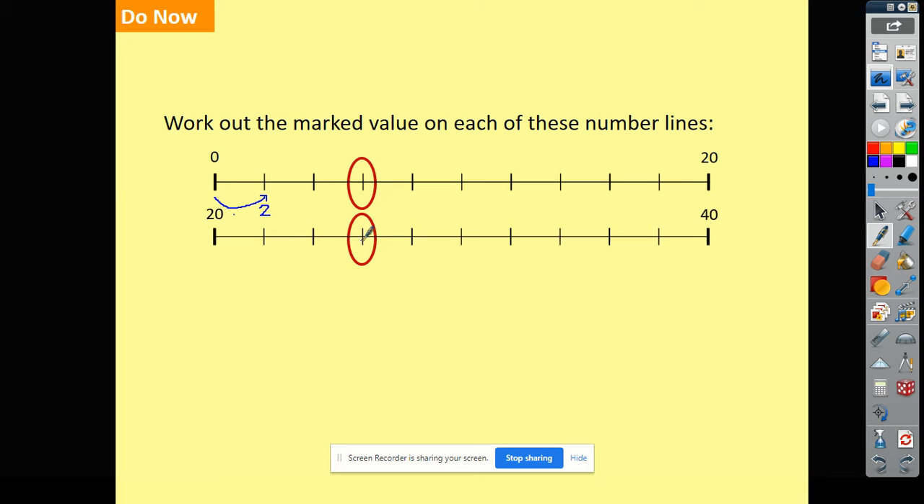So what is this value here? Well, this time we're going from 20 to 40. So we know from 20 to 40 has got a difference of 20. It's been split into 1, 2, 3, 4, 5, 6, 7, 8, 9, 10 parts again. So we know then that each of these parts is worth 2 again. That then must be 22, 24, and this one must be 26.